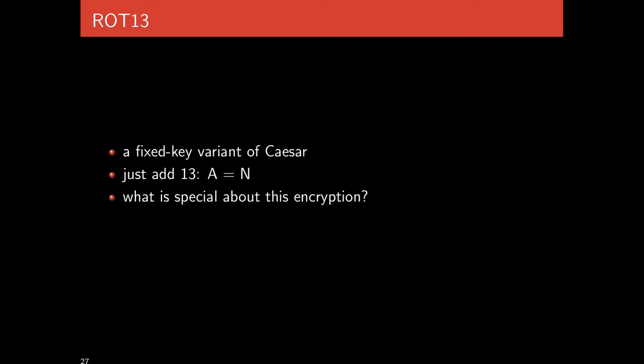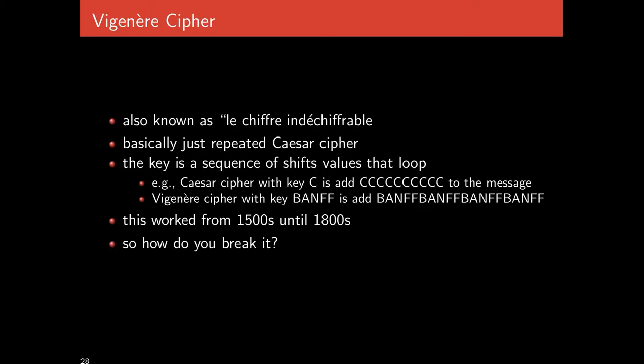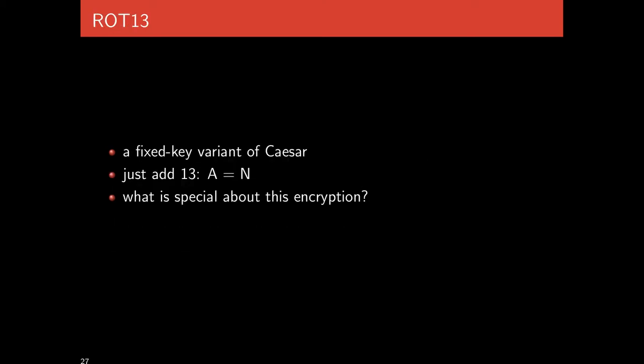So what is special about this encryption? Again, I encourage you to take a pause and reflect. Why 13? Why not 12? Why not 20? And the answer is, because there are 26 letters in the alphabet, what's interesting about ROT13 is that its decryption function is the same as its encryption function. Decrypting a ROT13 encrypted message is the same as re-encrypting it again with ROT13. So you don't need to subtract 13, because adding 13 twice, mod 26, is the same as adding 0.